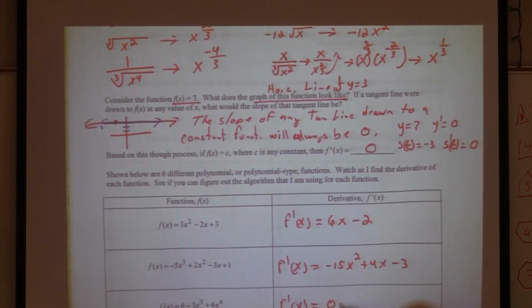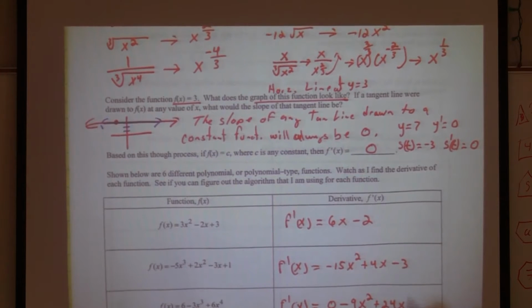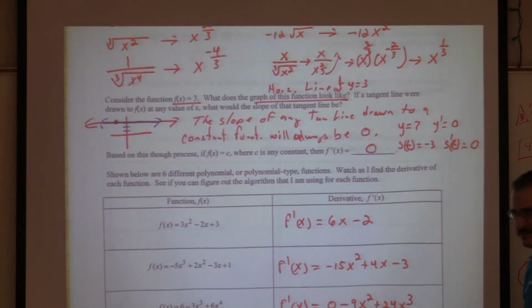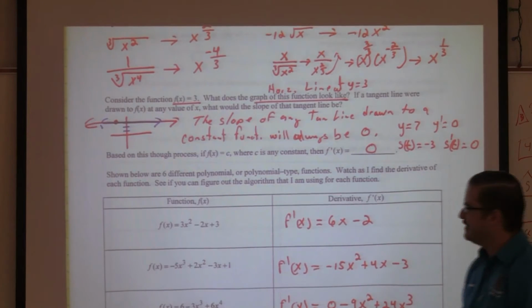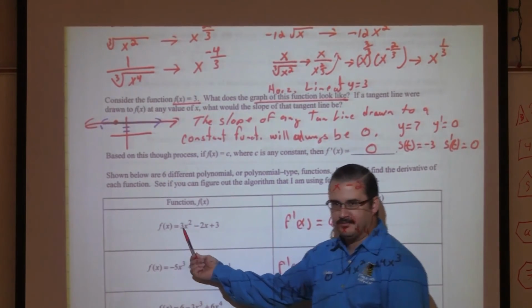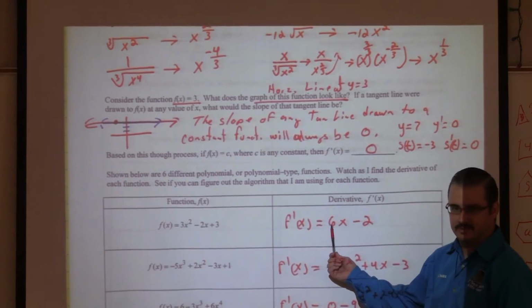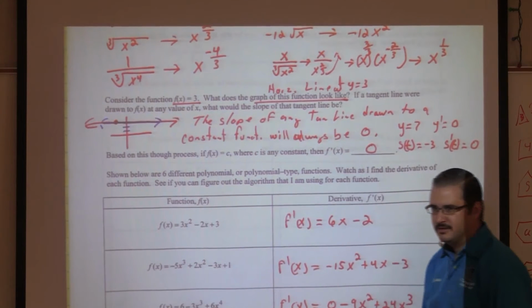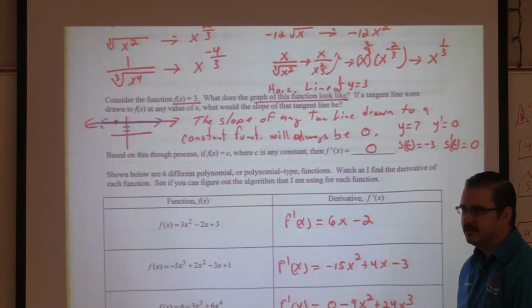Let's try the next one. 0 minus 9x squared plus 24x to the third. Do we have an idea of what it is I'm doing? Yes? What is it that I'm doing? The degree. The degree, okay, the power. I'm saying times the number in the front. That gives me 6 times the coefficient. It's the degree times the coefficient again, which would be 1 and 2.